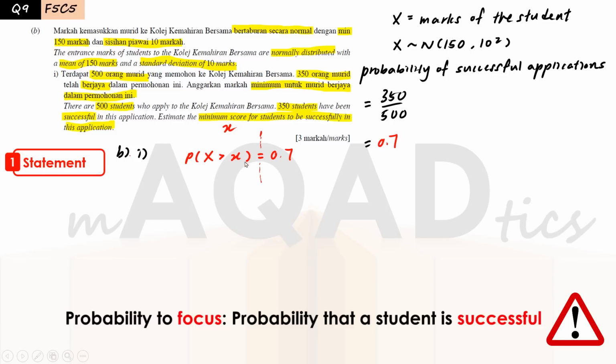Okay, so to find the value of that probability, which is the second part, we need to use the data here, right? Because here it says 500 students, 350 of them are successful. So this is the successful rate actually. So we are going to divide it and find the probability of success. Okay, so this is how we form the probability statement.